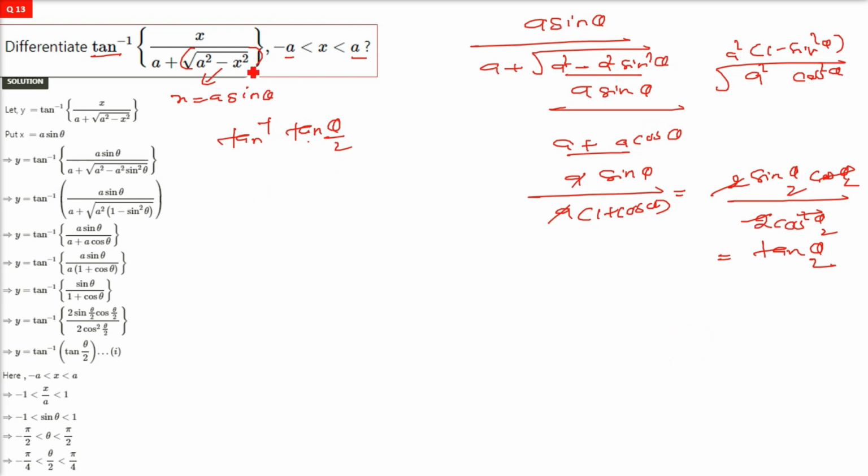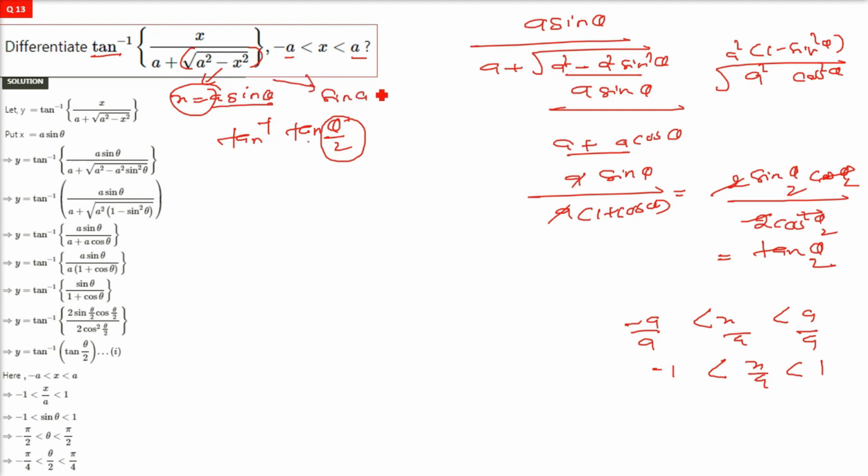Theta by 2 is to be differentiated. Theta you just replace by sin inverse x by a. But the range is negative a to a, x should be between this. What is x from here? It is a sin theta. So in order to put this x, divide everything by a. You need x by a. x by a is sin theta in your case, you have chosen that already. So this is negative 1 and 1. And the same discussion we had just now in the previous question. On the left you get minus pi by 2, and the right one will be pi by 2.